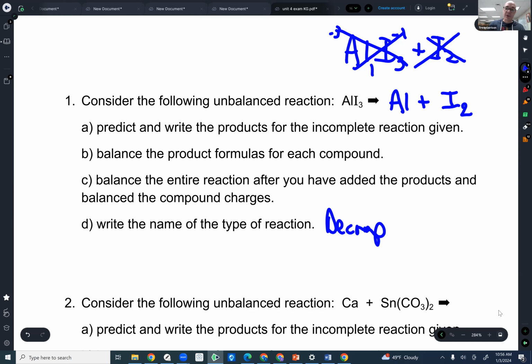Now, at this point, though, it's not balanced. We have 3 on the left and 2 on the right, so we need to crisscross, flip-flop those charges. We need to put a 3 there and a 2 there, and then to balance out the aluminums, you need a 2.